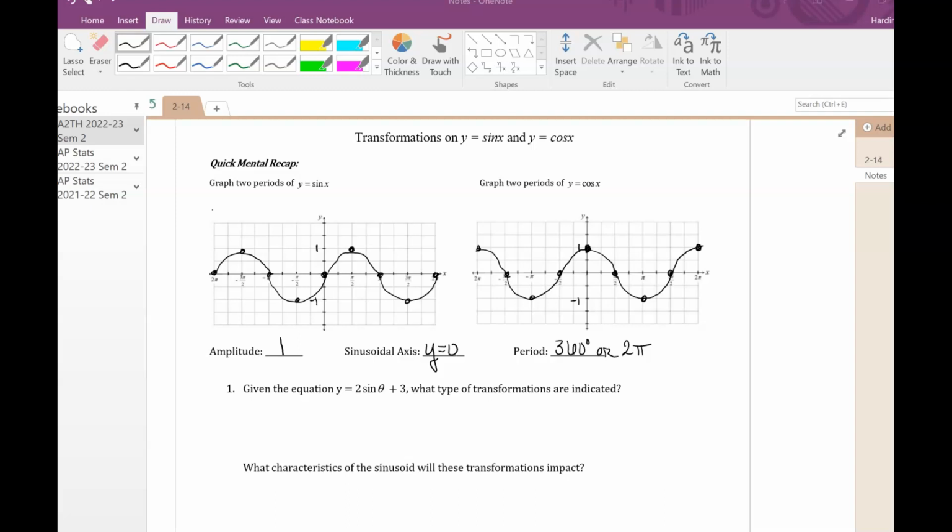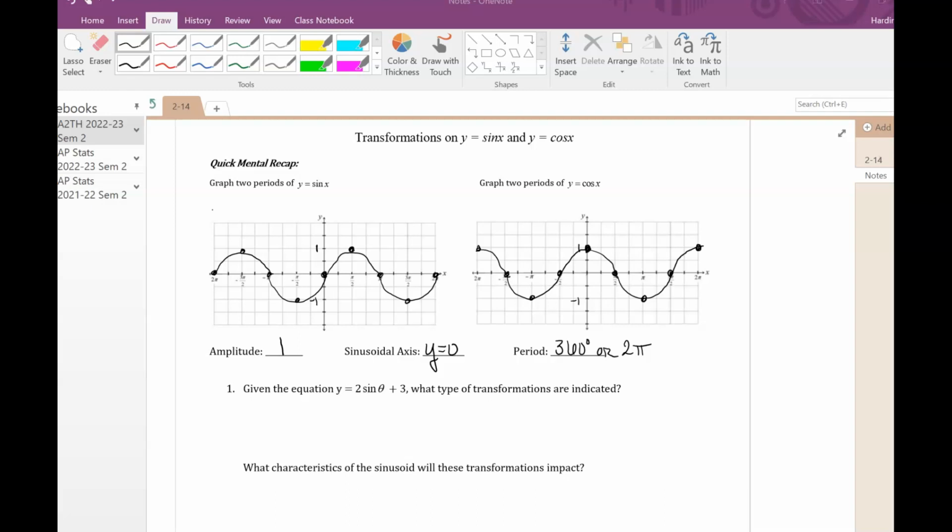last unit. So if you can take a look at the screen here, I've got pictures of sine of x and cosine of x. And just to refresh your memory, the amplitude of both of them is 1. The sinusoidal axis, or the line that goes down the middle that they're rotating above and below, is at y equals 0. The period of the graph is either 360 or 2 pi, depending on what mode you are in.